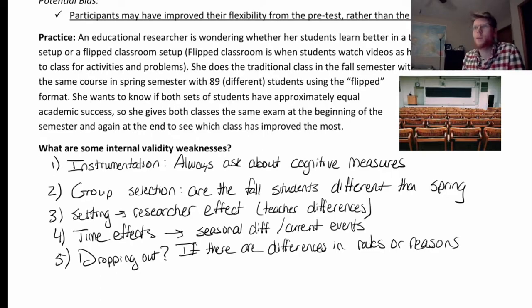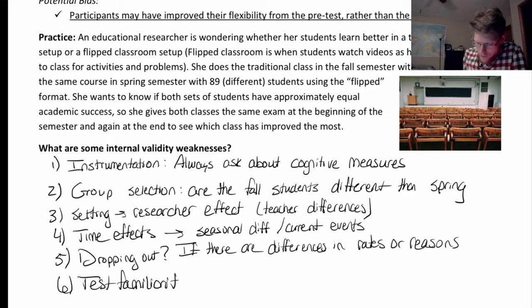this would be relevant. The last one is a test familiarity threat. And this is technically at play. Now, in this case, it's very minor. And I say it's minor because I don't just have one class taking a before and after test. I have both classes doing a before and after.